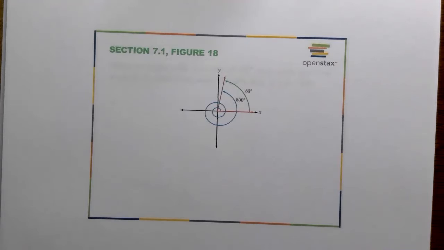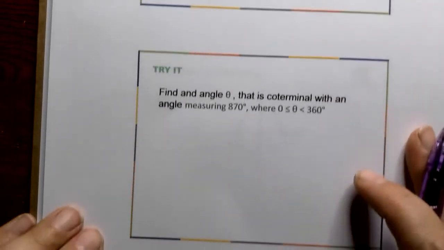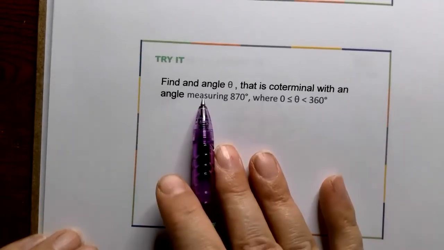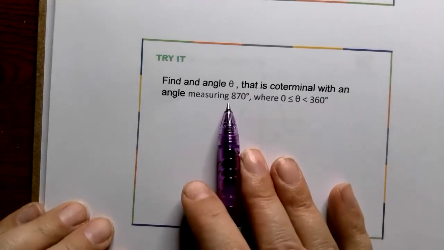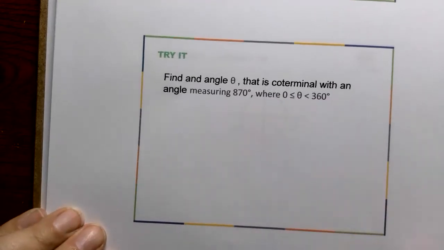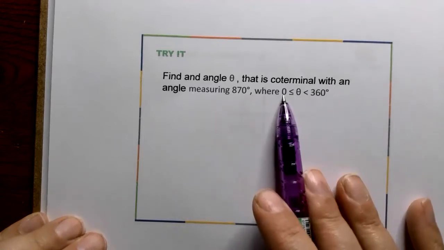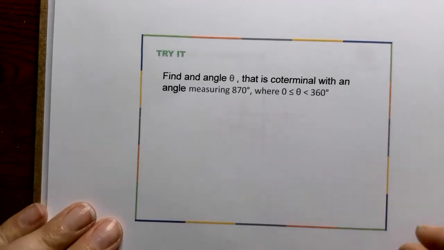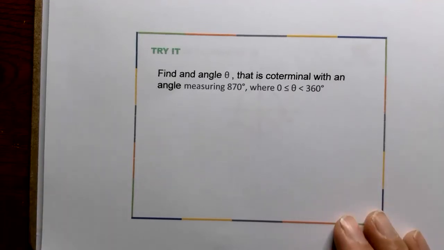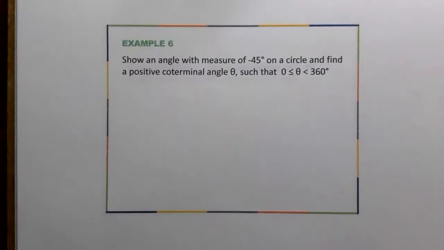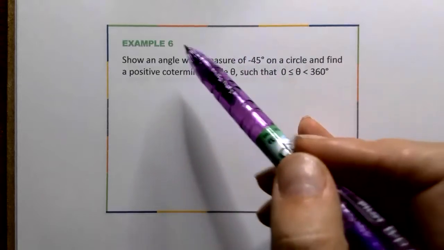Okay, so now I want you to try this by yourself, and I want you to find an angle theta that is coterminal with an angle measuring 870 degrees. And again, our theta is between 0 and 360. So go ahead and pause here and try to find that angle. All right, so I assume that you did that. And now we are moving forward, and we're going to practice again.